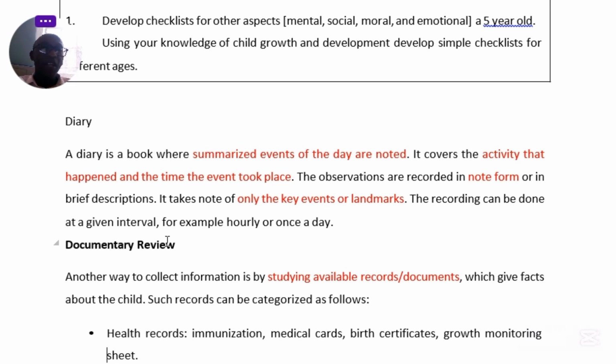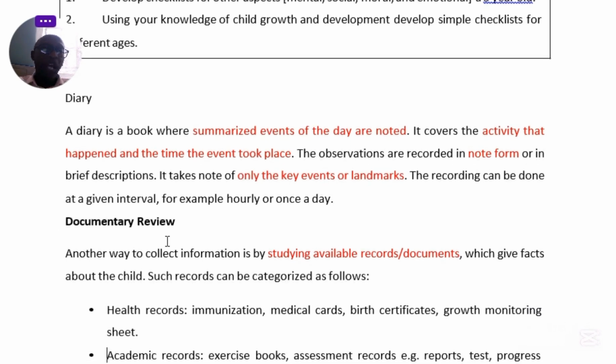So a diary simply takes note of only the key events or landmarks. And this can be done at intervals. The intervals can be hourly or more than an hour.